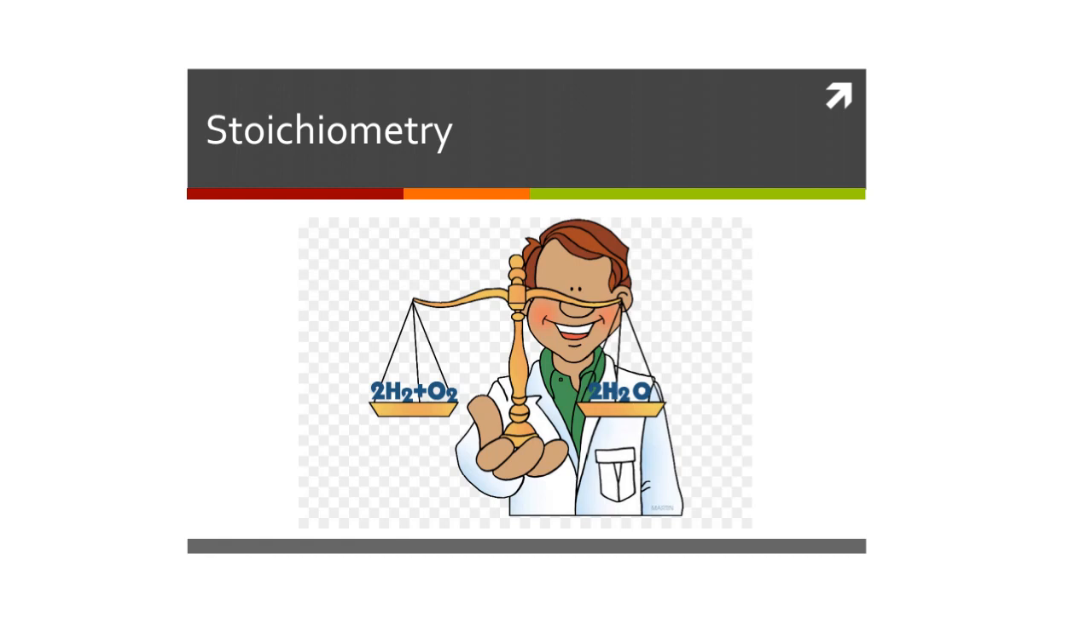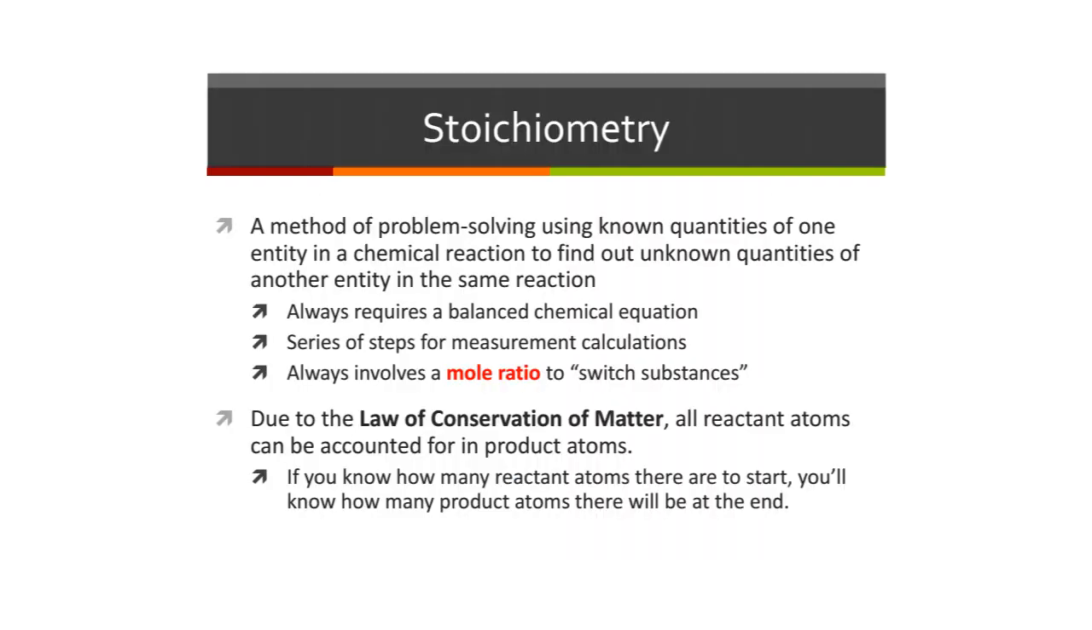Let's talk about stoichiometry, which is the study of the amount of matter in a chemical reaction from one chemical entity to another. As mentioned, stoichiometry is just a way of finding an unknown quantity from a known quantity. And the key link between those two compounds or those two elements is the mole ratio. And the mole ratio is determined from a balanced chemical equation.